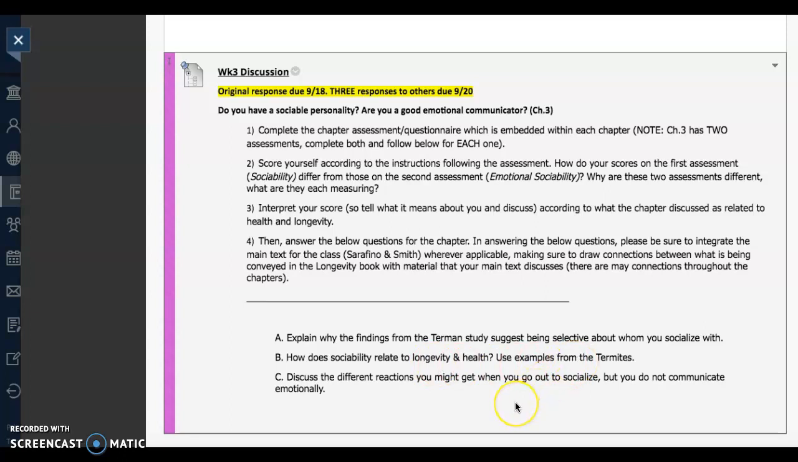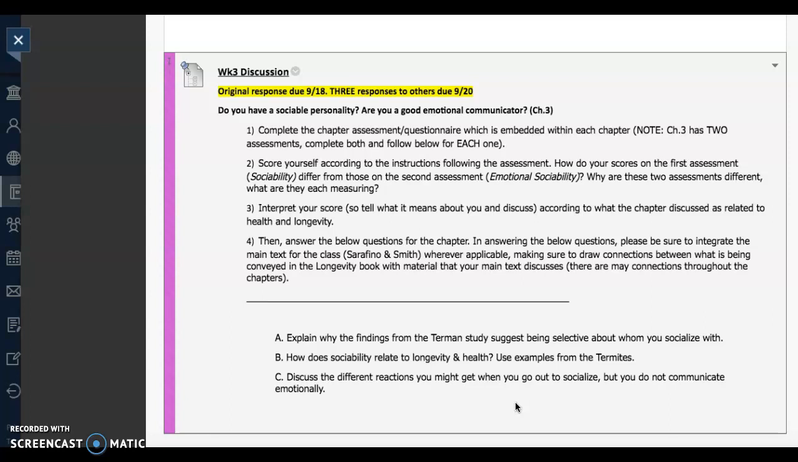And then discuss, and maybe here's where I ask you to step outside the box. Discuss the different reactions you might get from people when you go out to socialize, but you don't communicate emotionally. What would that look like? Maybe in your circle of friends or in a circle that you're not familiar with. If you were to socialize but not communicate emotionally, what does that mean and what would that look like? That's your discussion post for the week.